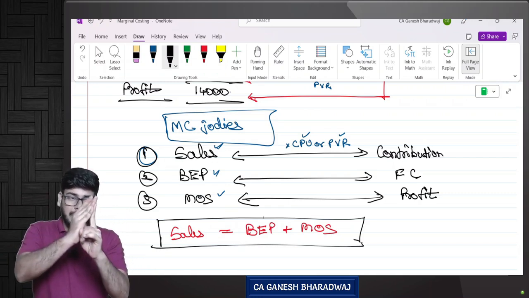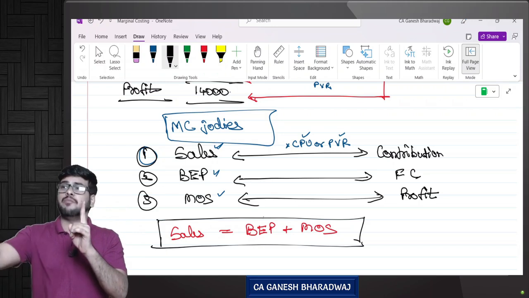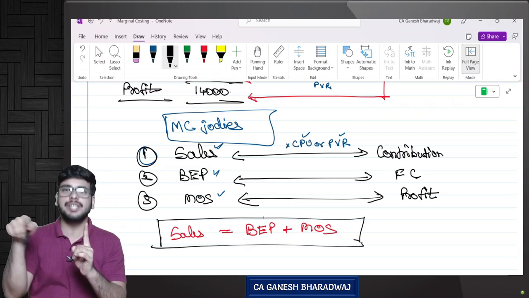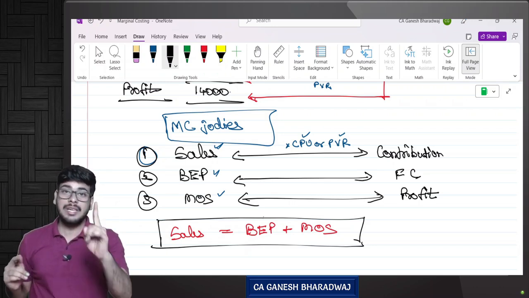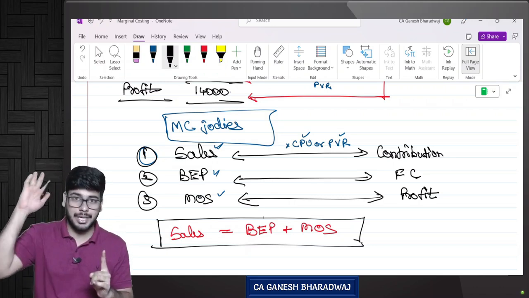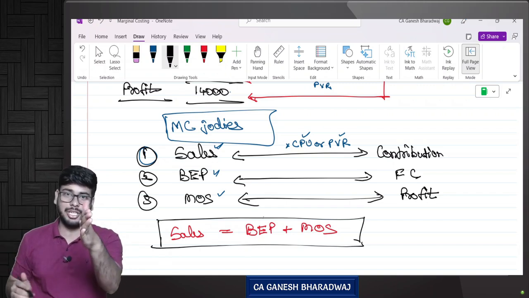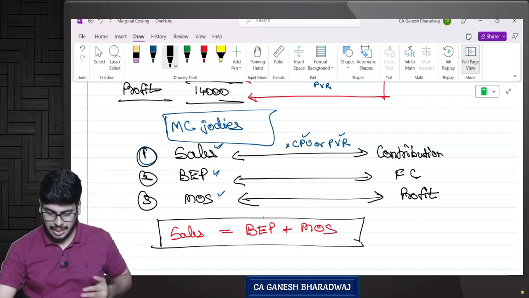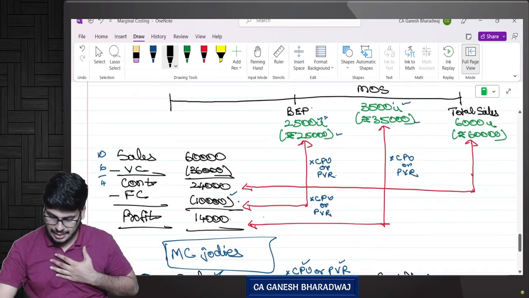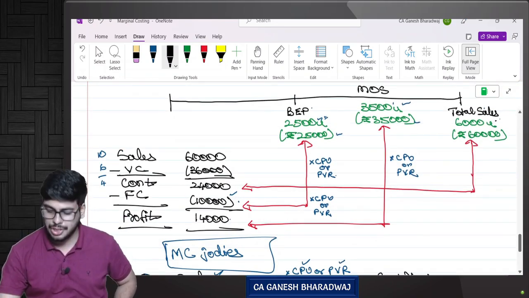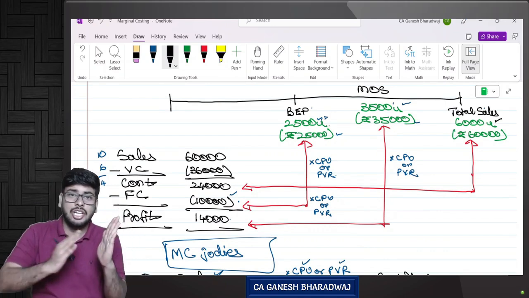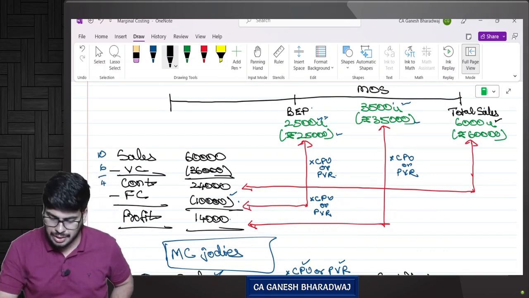Over and above break-even point, if I am selling more and more, my margin of safety will only change. Margin of safety is only a balancing figure. So always remember, as my volume increases, break-even point will not change. The extra cushion, the margin of safety, will only increase. In this case, I have sold 6,000 units. My break-even point is 2,500. So over and above my break-even point, how many units have I sold?